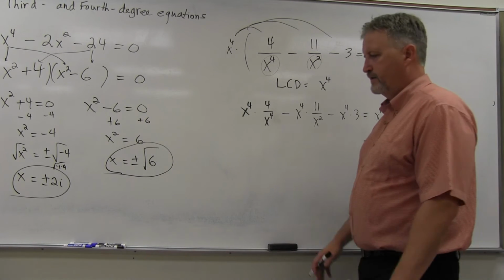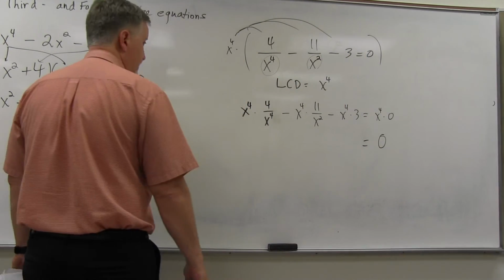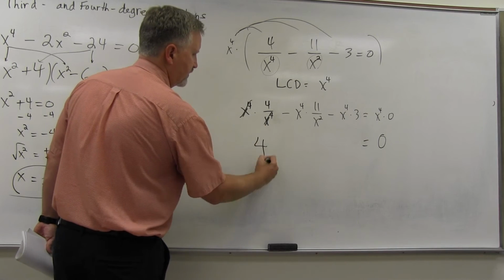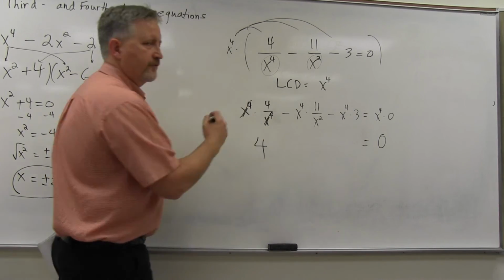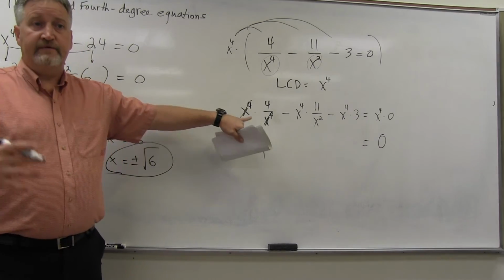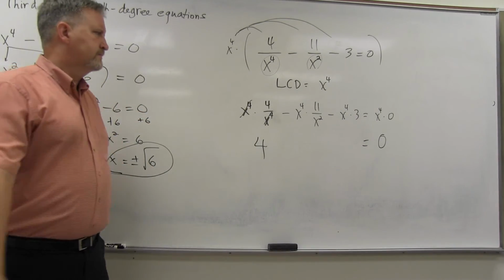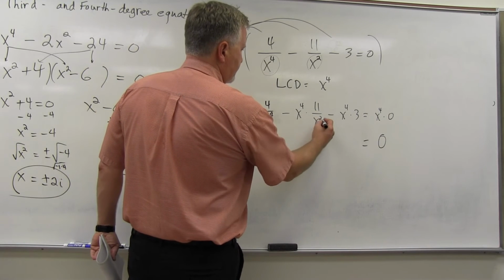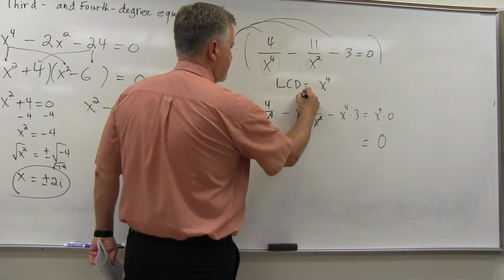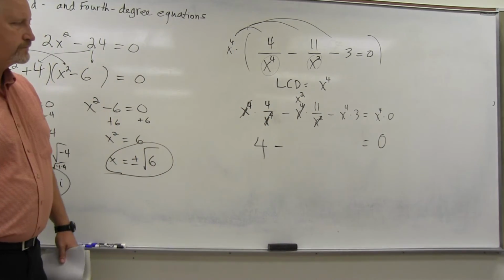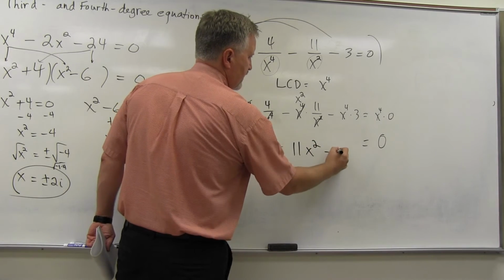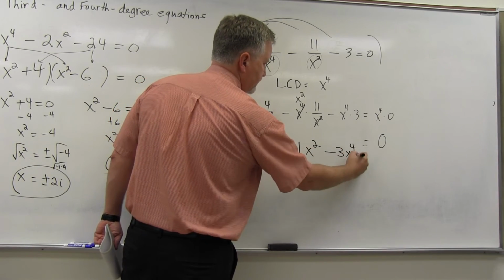Now there are some nice things happening over here on the left too. What happens here? Yeah, 4. The x to the 4ths cancel because that's in the top, that's in the bottom. In the middle here, they don't cancel entirely. The x squared goes into the x to the 4th and leaves me an x squared, doesn't it? So that's minus 11x squared in the middle. And then nothing cancels here.